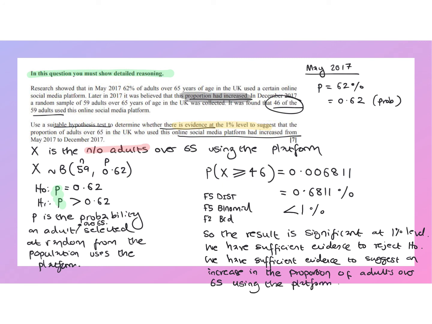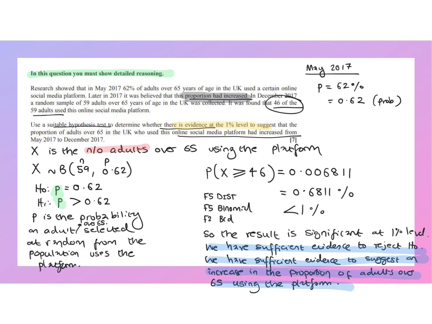Now, notice the way I have framed my conclusion here really carefully. We have sufficient evidence to reject H0. I haven't referenced H1 at all, and we shouldn't ever reference our alternative hypothesis. I also haven't said we've proven or we've clarified that there has been an increase in the proportion. I've used grey terminology here. It's a non-assertive conclusion. So we have evidence to suggest, or sufficient evidence to suggest, there's been an increase in the proportion of adults.